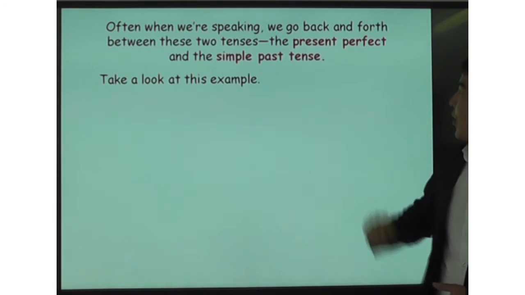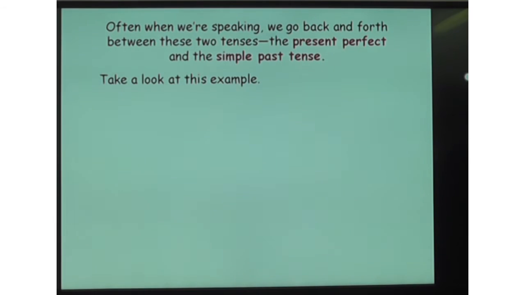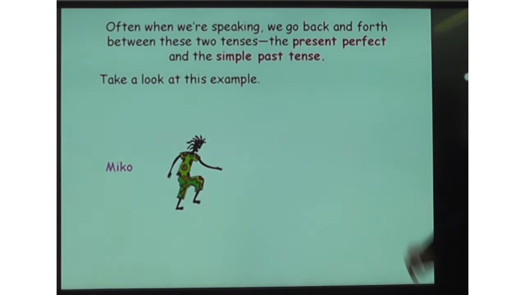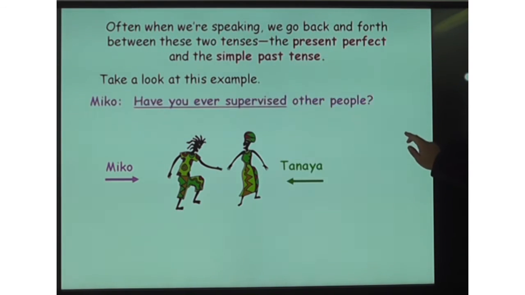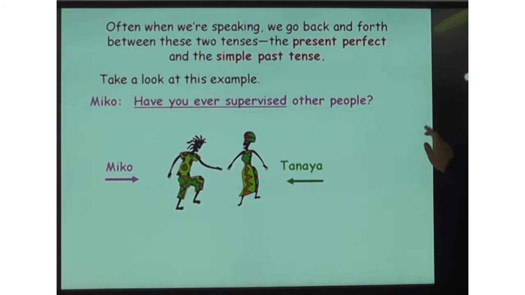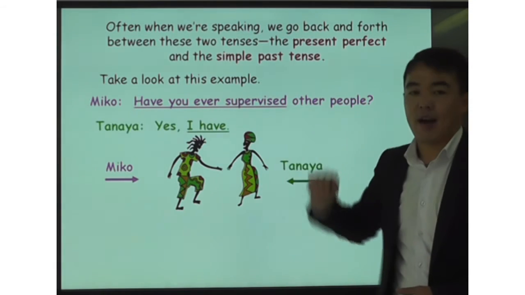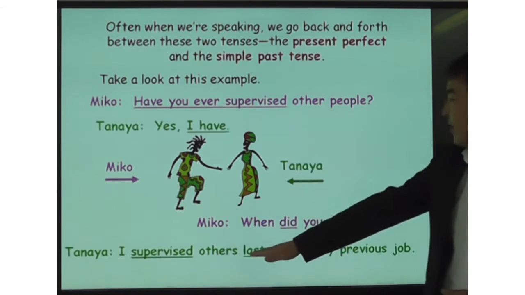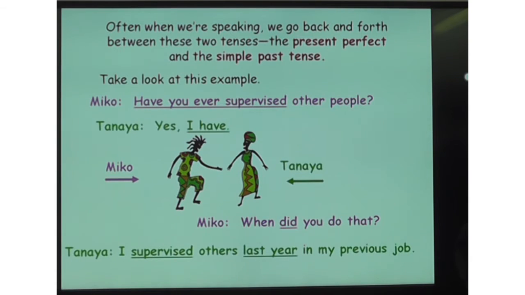Often, when we are speaking, we go back and forth between these two tenses, the present perfect tense and the past simple tense. Take a look at this example. Here, Michael, and here, Tanaya. Michael, have you ever supervised other people? And Tanaya answers this question. Yes, I have. Michael, when did you do that? Tanaya: I supervised others last year in my previous job.